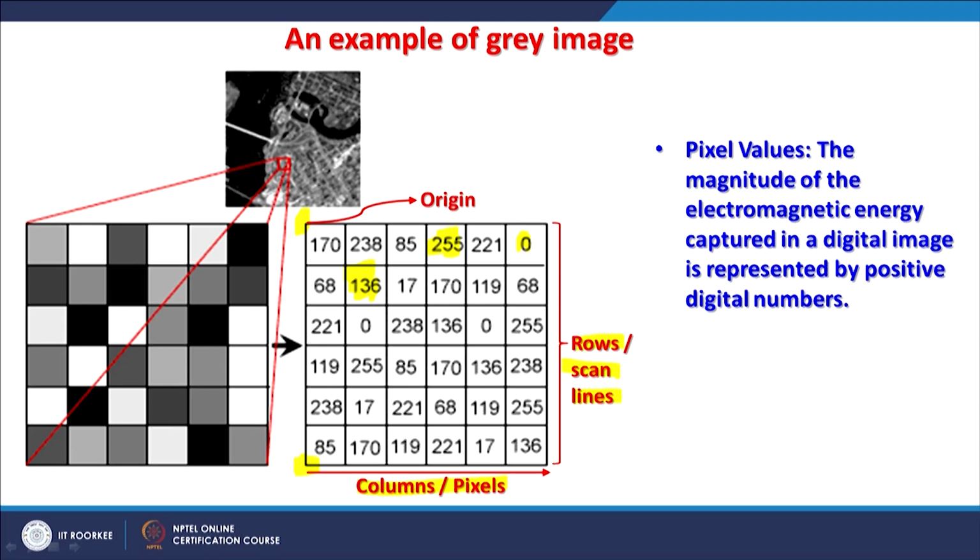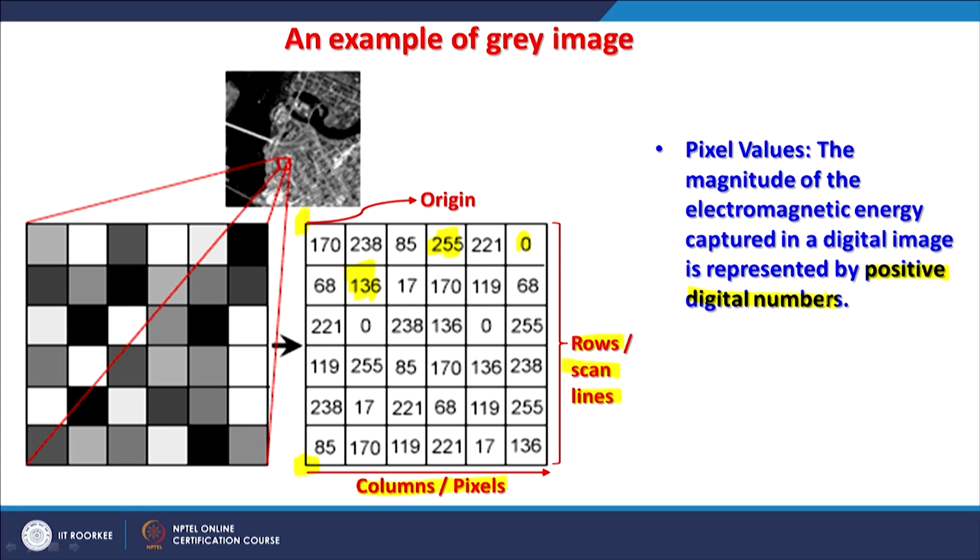Now, the pixel is the location, and next is the value. The pixel value is the magnitude of electromagnetic energy captured in a digital image, which is represented by a positive number, the digital number, and these are positive integer values.